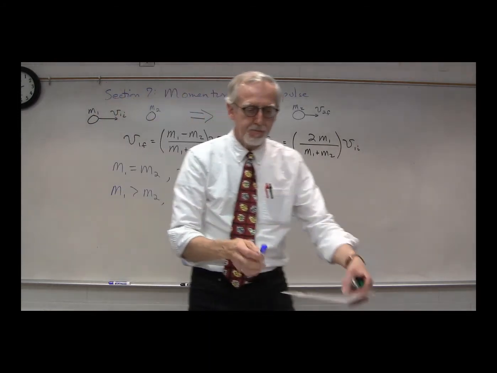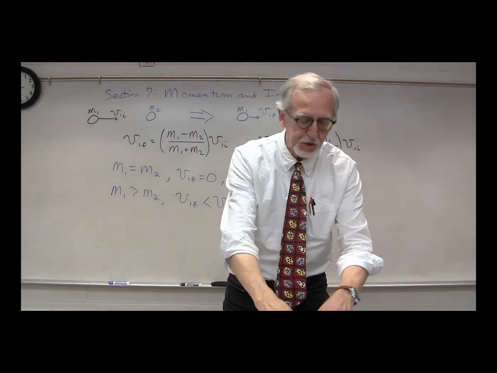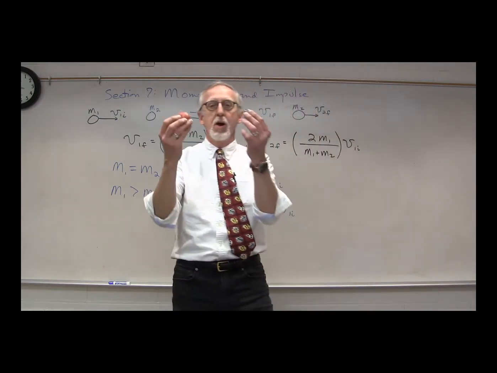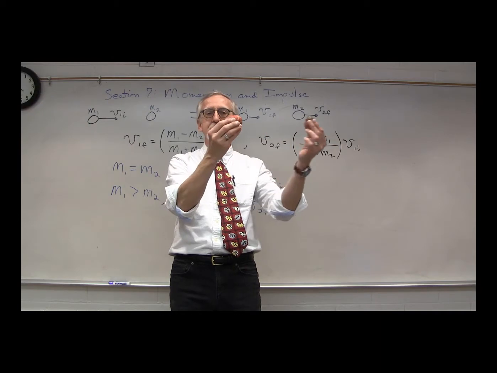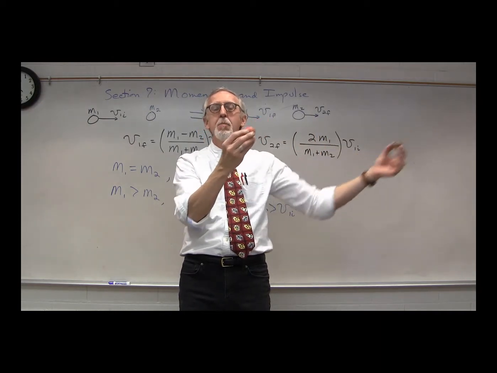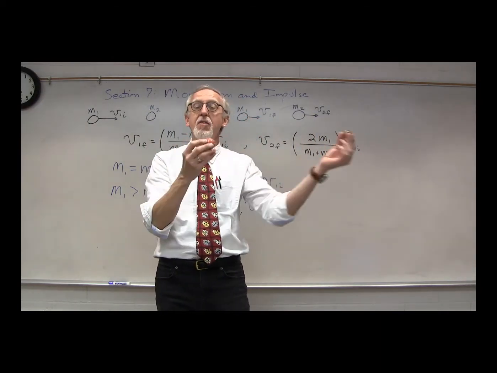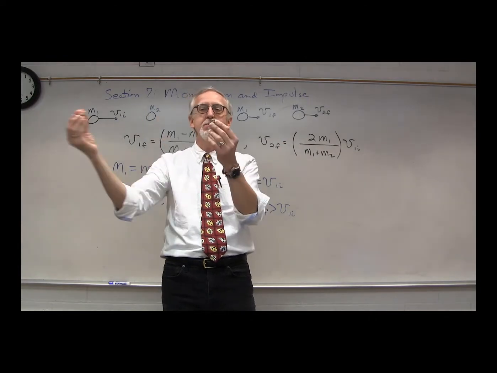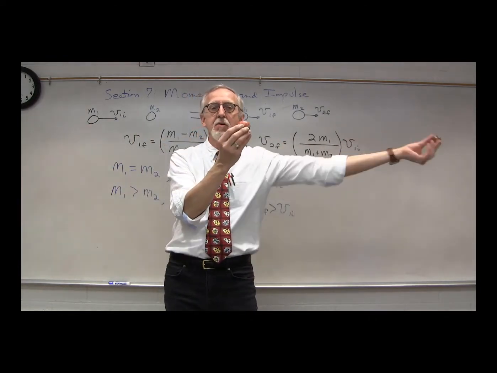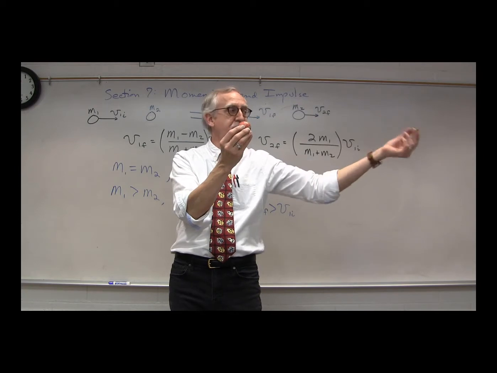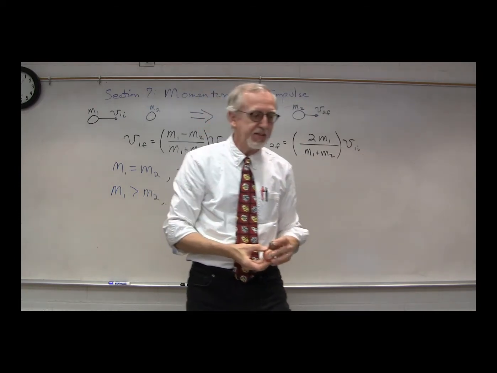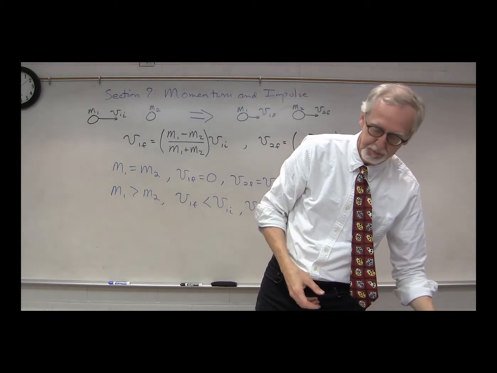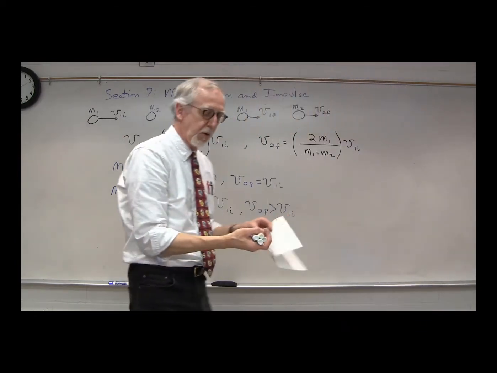So what does that mean? Well, that means we have a situation kind of like this, where M1 is bigger than M2, M1 comes in, hits M2 and slows down, but M2 goes off faster. So this one comes in and slows down, and this one goes off faster. M2 goes off faster than M1 came in. Well, that kind of makes sense too. That's an interesting result.